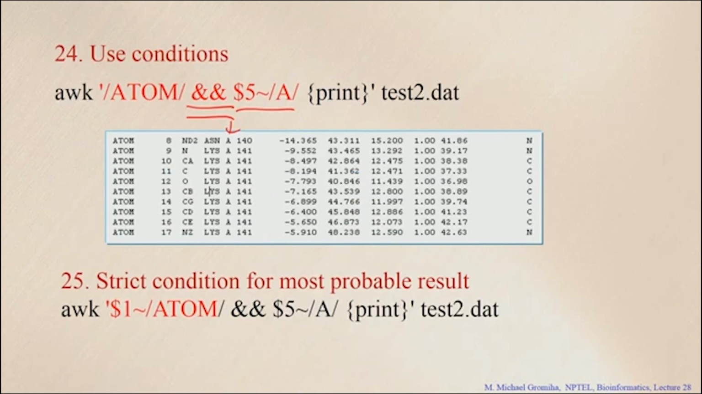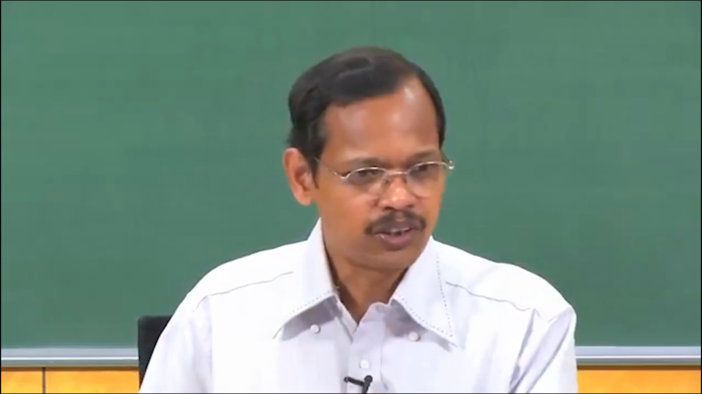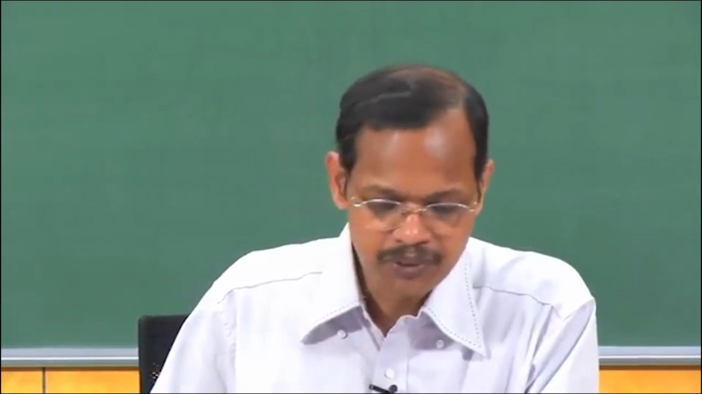So we can give a strict condition: $1 is ATOM and $5 starts with A, and then you print. It is a very strict condition, $1 should be ATOM. In this case we will get only atom records, and the fifth column being A means that it is only chain information. If this is the case, definitely you will get the correct result. Then you can get all the atom records without looking at the PDB file, just give this one command and you will get all the atom coordinates in the PDB file.